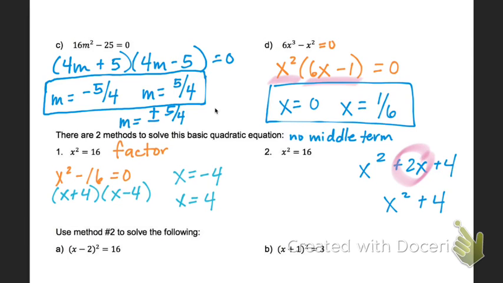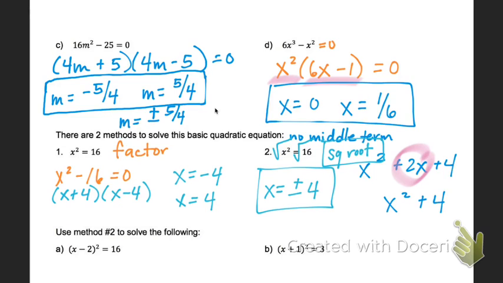The second way is called the square root method, where I square root, but you have to remember that x equals plus or minus 4, because 4 squared and negative 4 squared would both be a positive 16. But remember, like I said, this only works if you don't have that middle term.